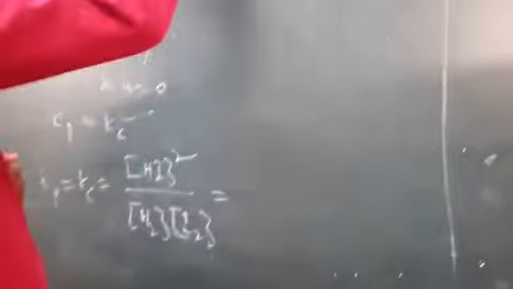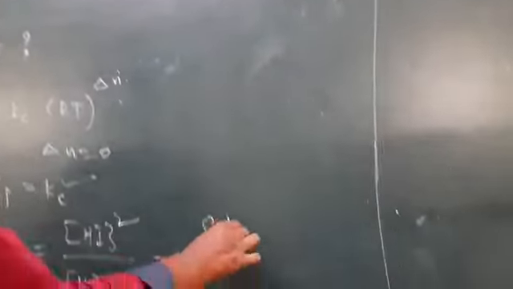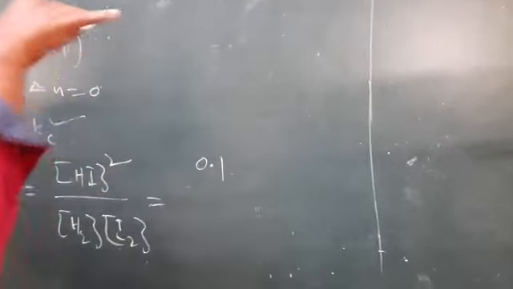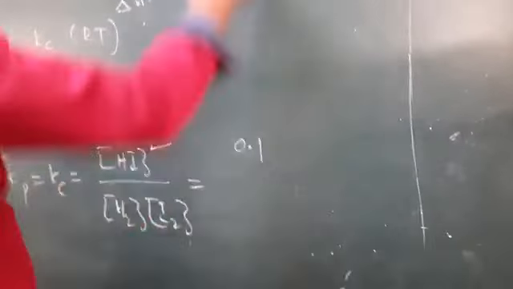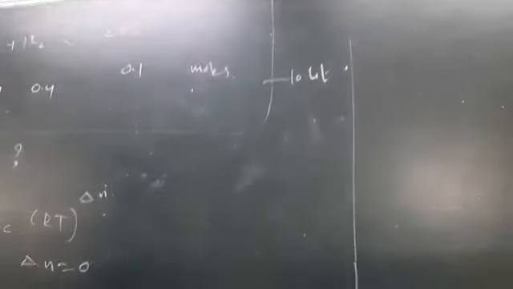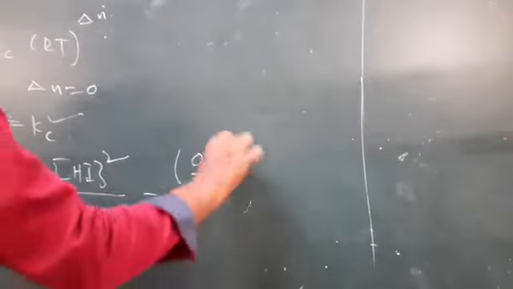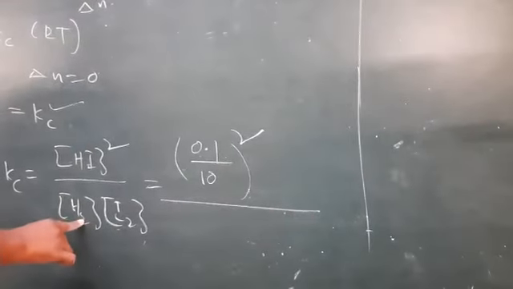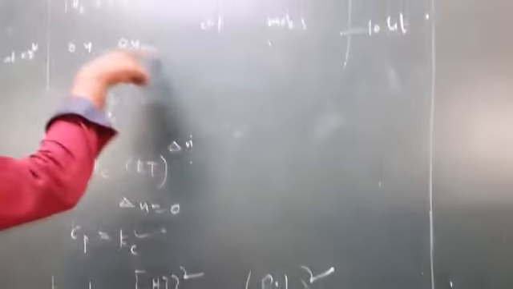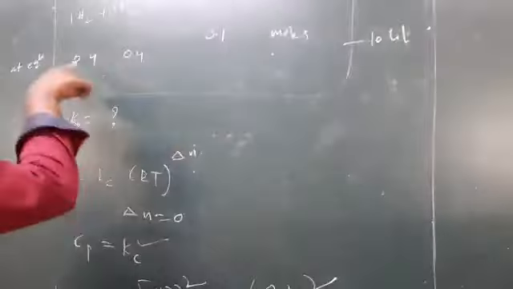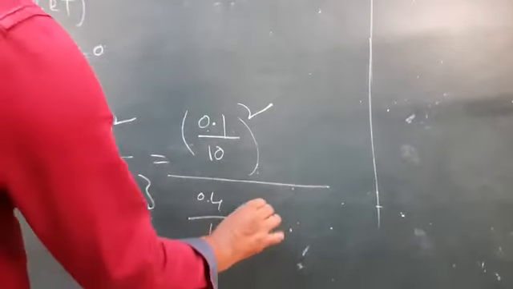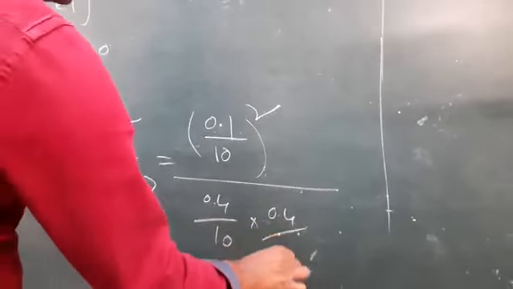The concentration of HI at equilibrium state is 0.1 mole, and always this value should be taken as number of moles per liter. So 0.1 mole present in 10 liter, squared, divided by the concentration of hydrogen, 0.4 by 10 liter, power 1 only. For iodine also the same, 0.4 by 10.